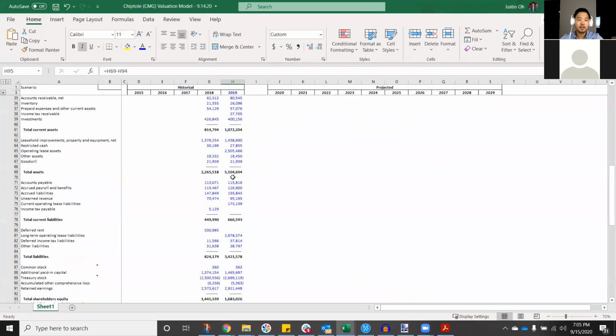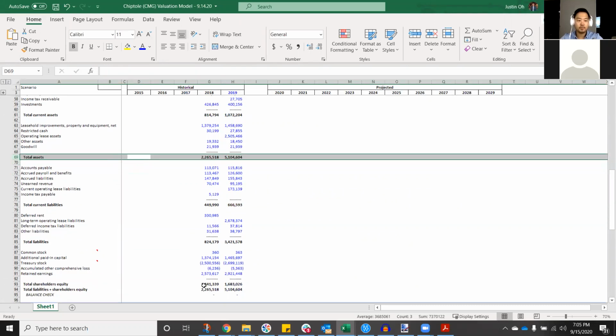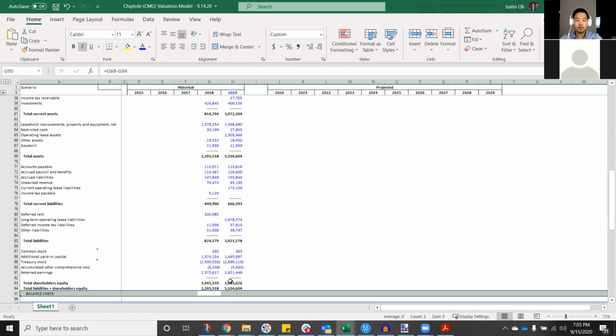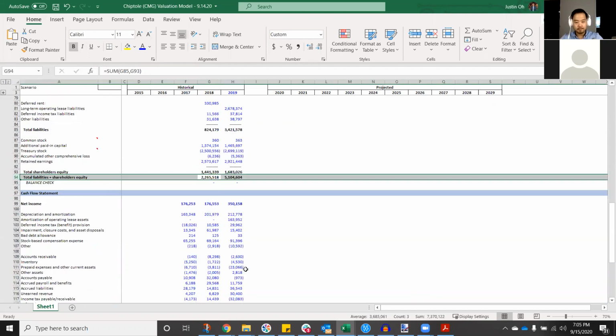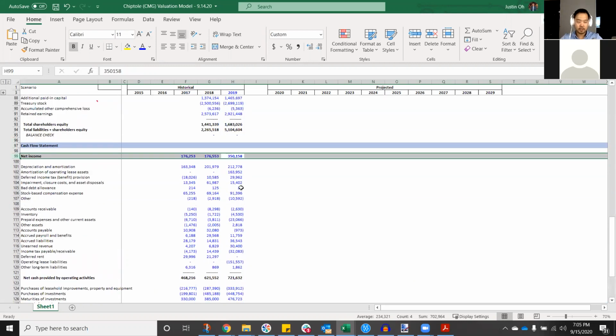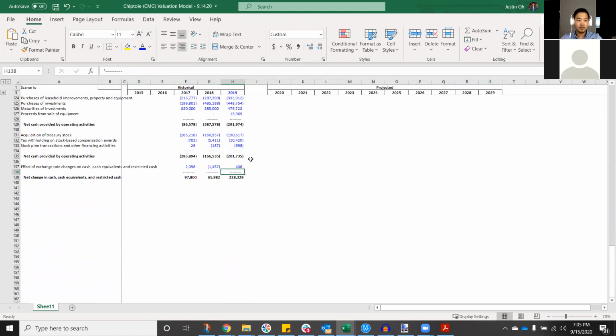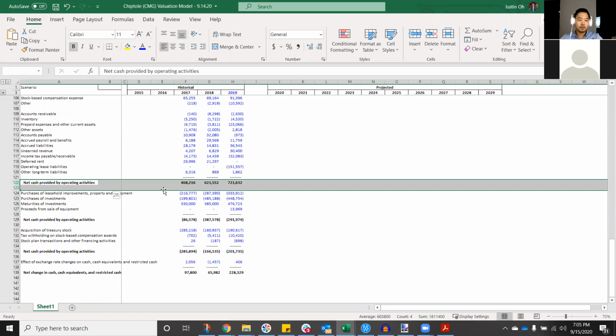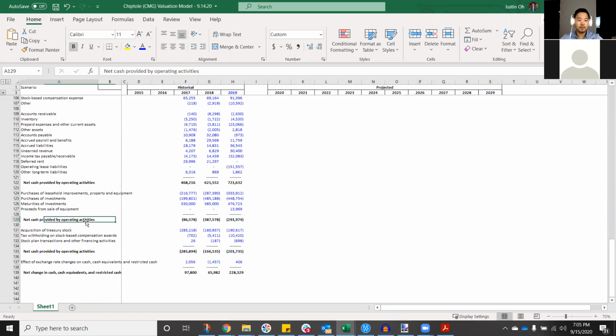So total assets need to equal total liabilities and stockholders' equity. And then you have net income leading off your cash flow statement, and then all the way down, net cash provided by operating activities, net cash provided by investing activities, and then net cash provided by financing activities.